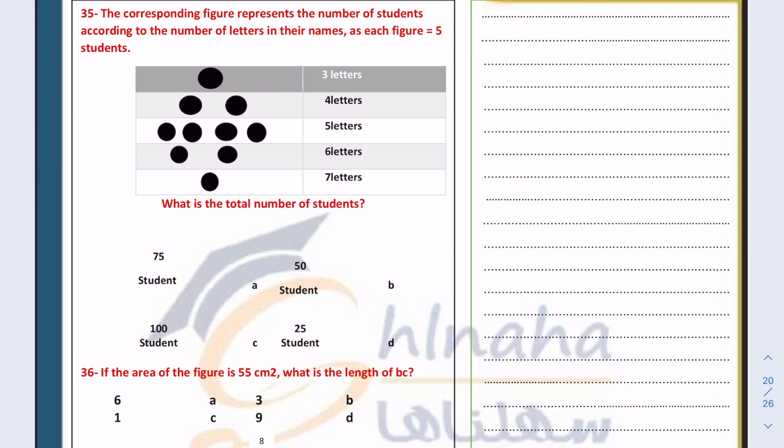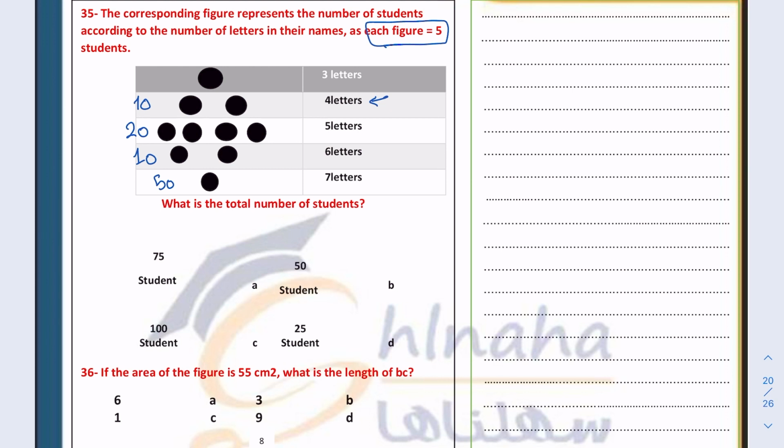The corresponding figure represents the number of students according to the number of letters. 4 letters, the number of students who have 4 letters will be 2 circles. 5 letters, 4 circles. 6 letters, 2 circles. 7 letters will be 1 circle. And he said each figure or each circle represents 5 students. So here I have 2 shapes, means 10. Here I have 4, 4 times 5, 20. Here 2 means 10, and here 1 means 5, because each figure represents 5 students.